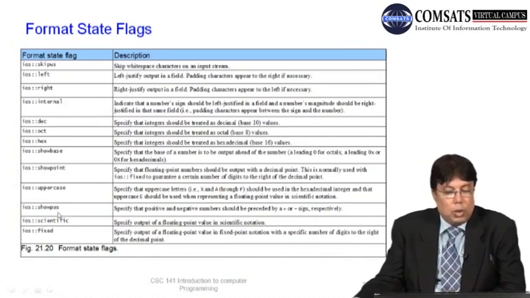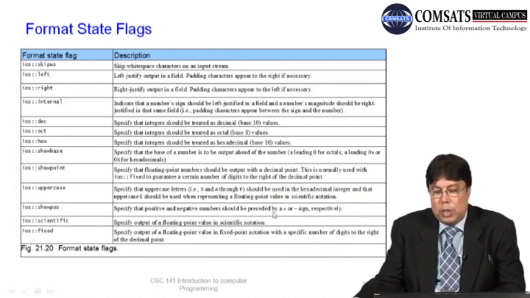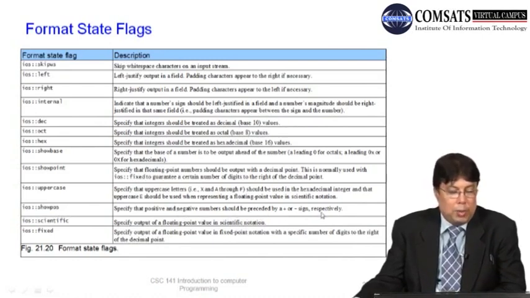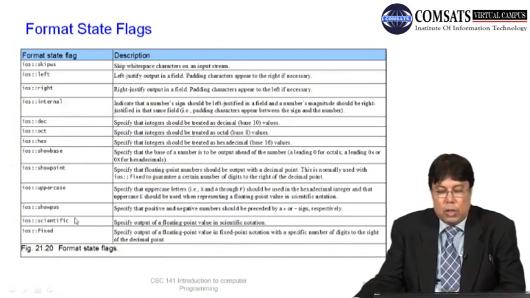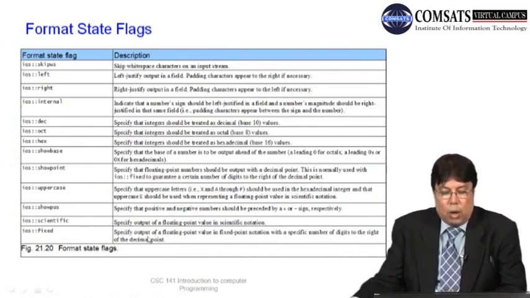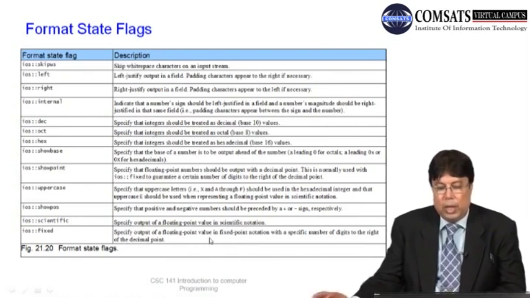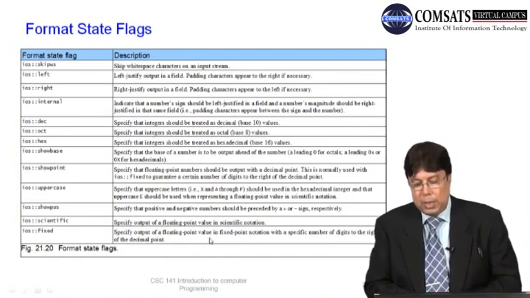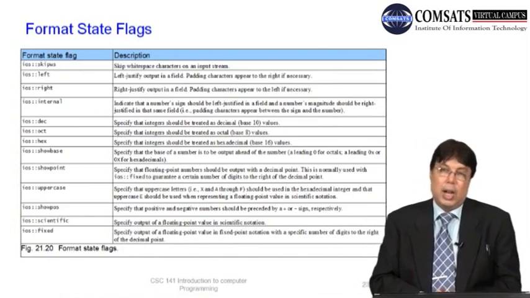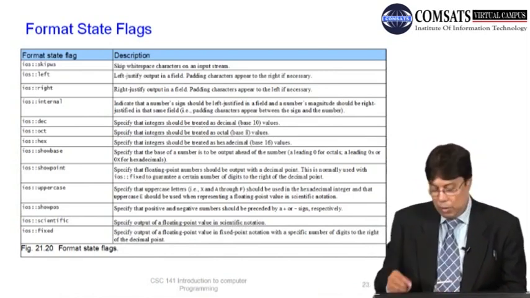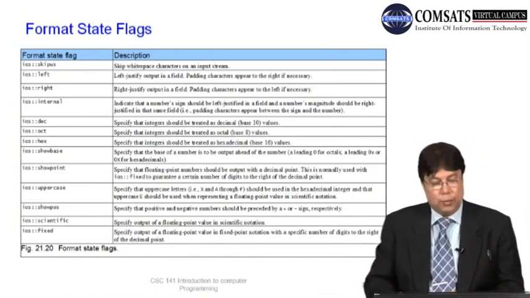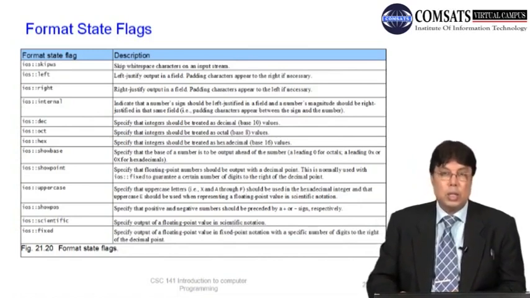Showpos means positive or negative numbers should be preceded with plus or minus respectively. Scientific notation, you can set that up also. And then fixed, which is important, that I have already used and shown you how to use. It specifies the output of a floating point value in fixed point notation with a specific number of digits to the right of the decimal point. Whatever you want to set up with fixed notation, you can use in the output.